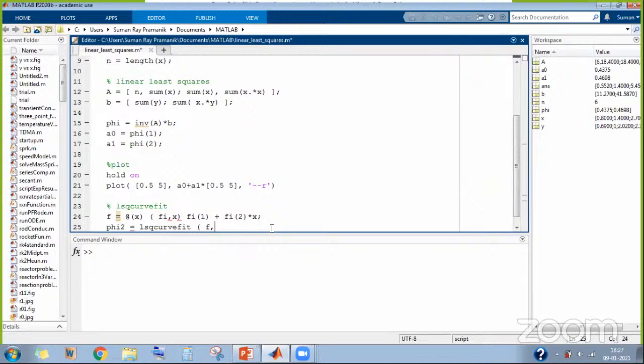Be f, the function name. Now we have to give some initial guesses. Let us give initial guesses of 1 and 1, and then we have to give the data points. So x at first and then y. So if we run this, okay, we have seen the plots. Let us comment them so that it does not run itself every time.